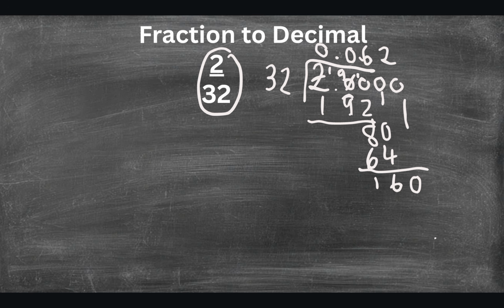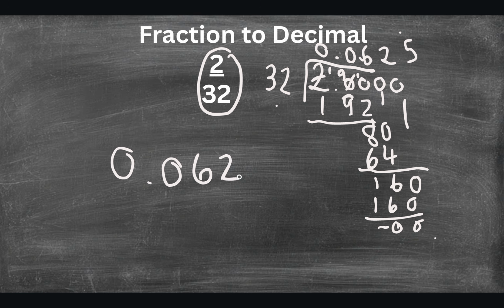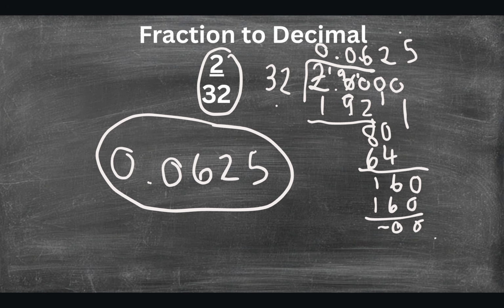And 32 goes into 160 5 times. 5 times 32 is 160. And that's 0, 0, 0. So now 2/32 is 0.625 as a decimal. I hope that was helpful.